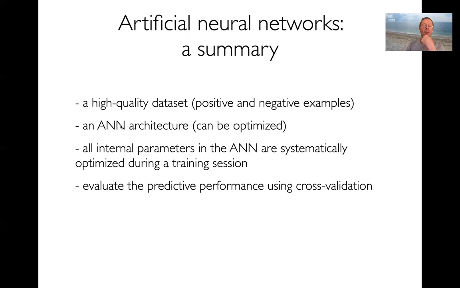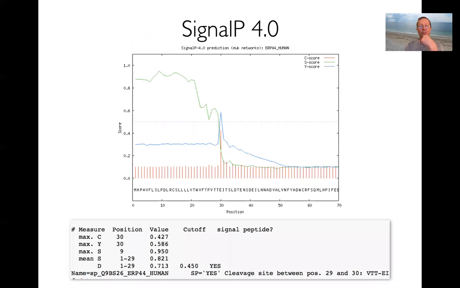You have to decide on an ANN architecture. That is to say, you have to decide on the number of nodes in the input layer, on whether to have one or more hidden layers, and some fine-tuning of the architecture. And then all the internal parameters, just like in a hidden Markov model, all the internal parameters that describe the ANN are systematically optimized during a training session, where you use your training data set to essentially optimize these parameters. And you can evaluate the predictive performance using cross-validation normally. So this was done also in this example.